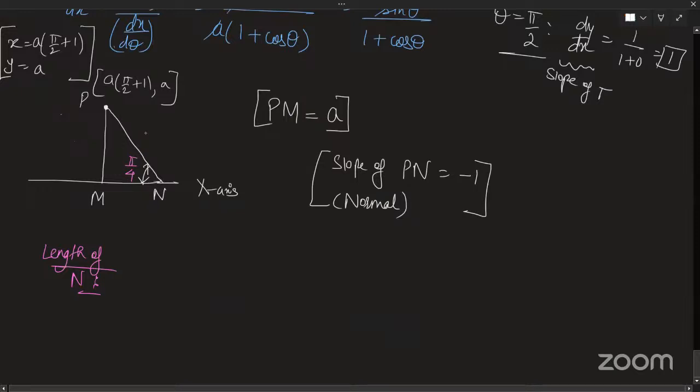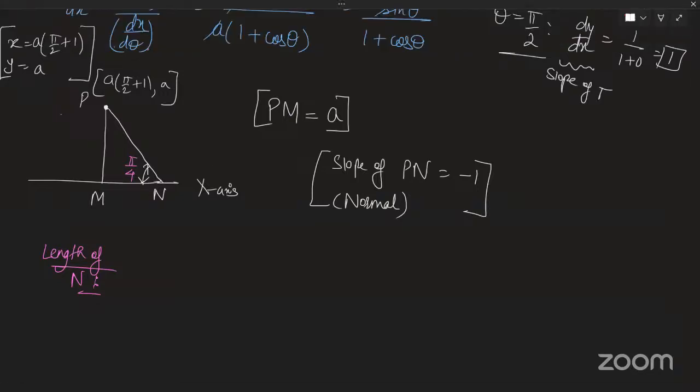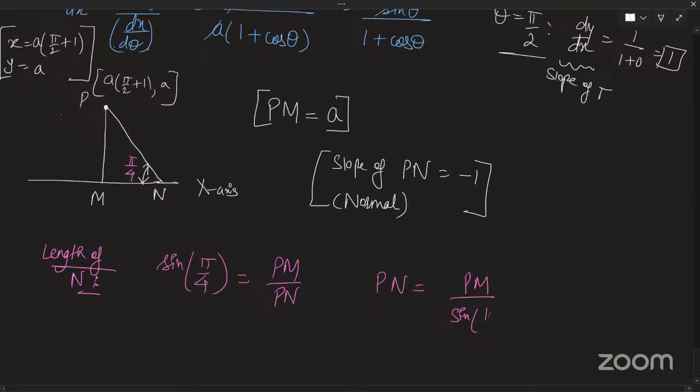Length of normal basically means Pn. I am trying to calculate the value of Pn. How can I do that? See, I know Pm. What if I apply sine theta? Sine of pi by 4 can be written as Pm divided by Pn. So Pn is equal to Pm divided by sine of pi by 4.